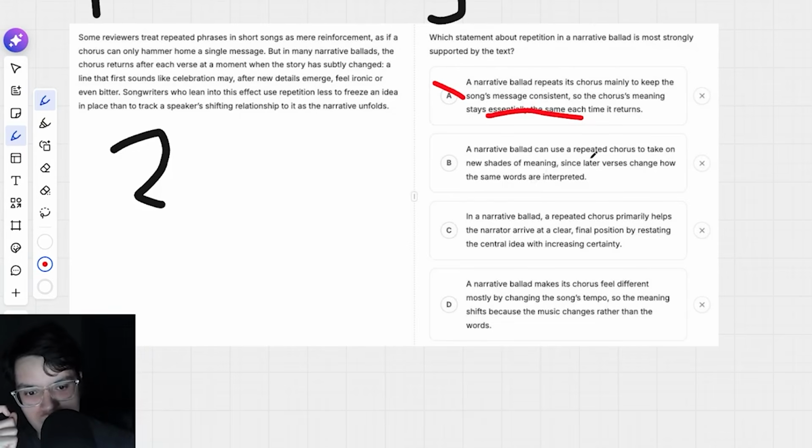B: A narrative ballad can use a repeated chorus to take on new shades of meaning since later verses change how the same words are interpreted. That seems entirely supported. Yes, new shades of meaning, reasonable, all that seems right. So B is probably going to be correct here, but let's just look at the rest.